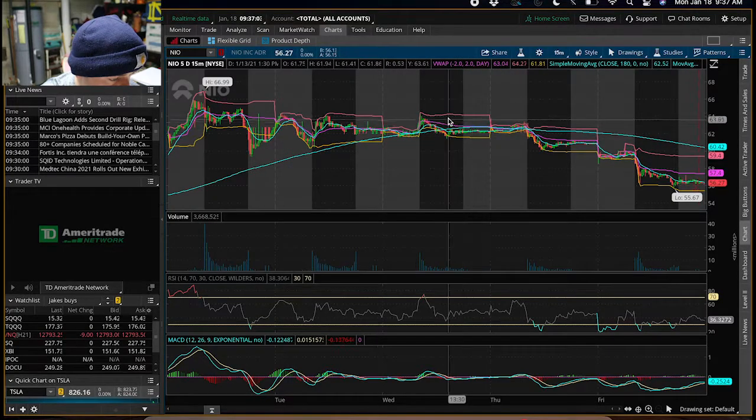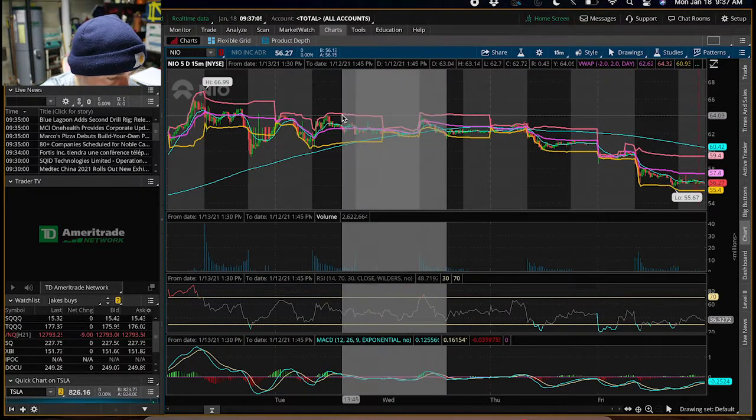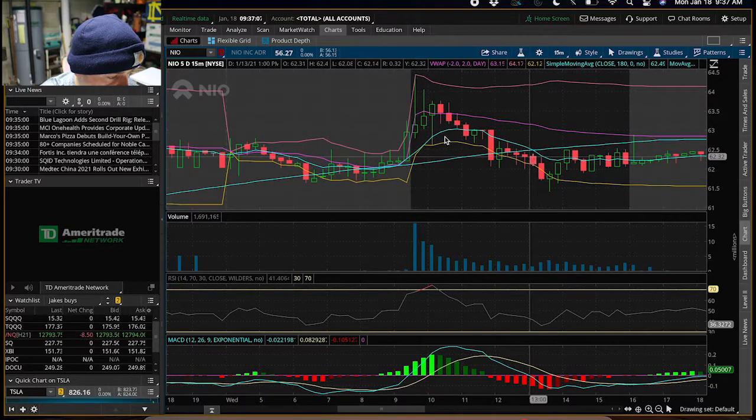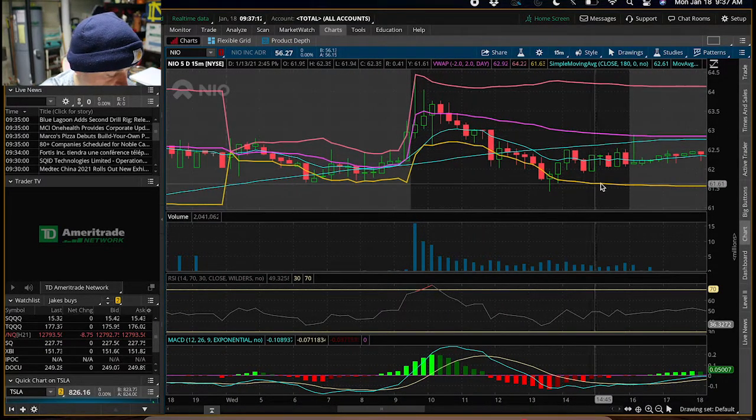Boom. It's showing more of the uptrend. So you can see here that it's uptrending. SMA crosses, and it starts to go back down.